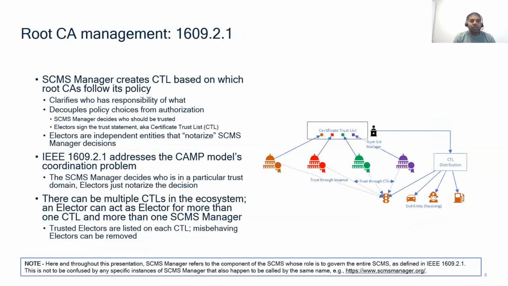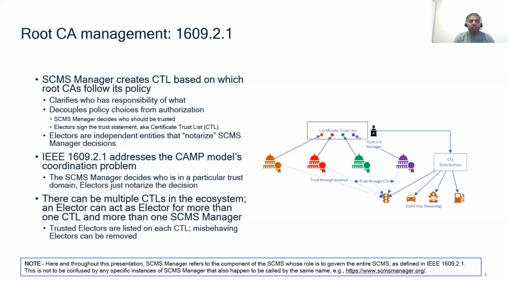Moving on to 1609.2.1, we took the elector-based management system designed in CAMP, and we added what we call a SCMS manager that creates this CTL, or certificate trust list, based on the policies defined by the SCMS manager. This specification clarifies who has the responsibility of doing what. It decouples the policy choices from authorization. So the SCMS manager decides who should be trusted, and the electors sign the trust statements, aka the certificate trust list. Electors are independent entities that notarize SCMS manager decisions.